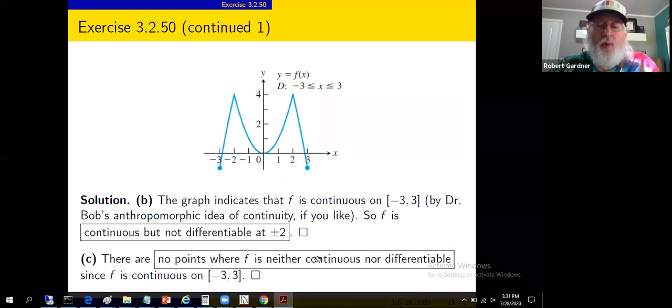And at part C, they wanted to know where it was neither continuous nor differentiable. Well, it was continuous throughout the interval, so there's no points such as that in this one. These were the instructions for a set of several graphs. For this one, there's the solution.